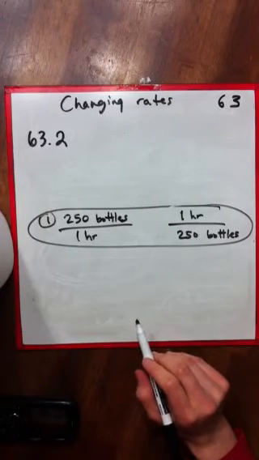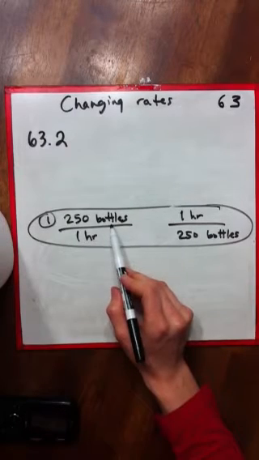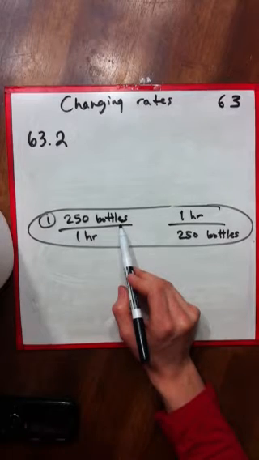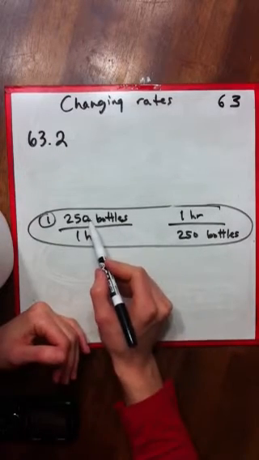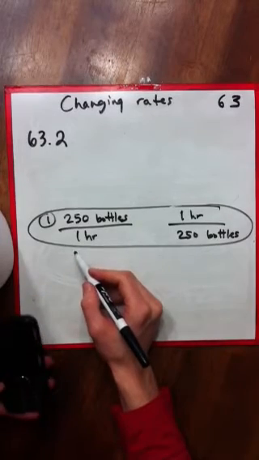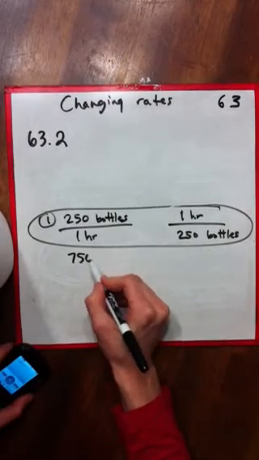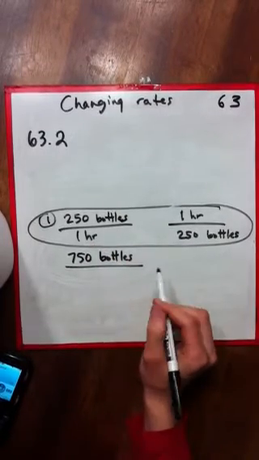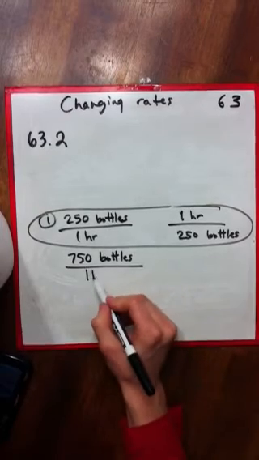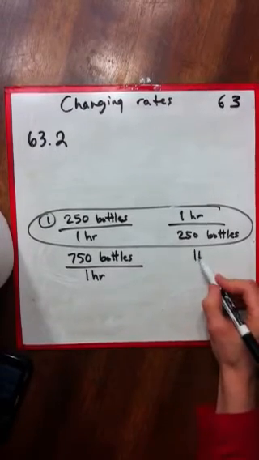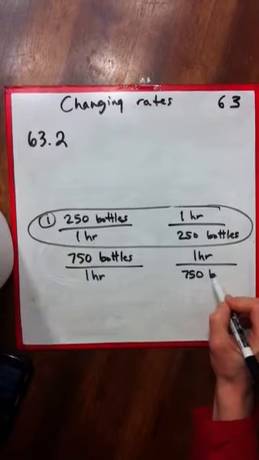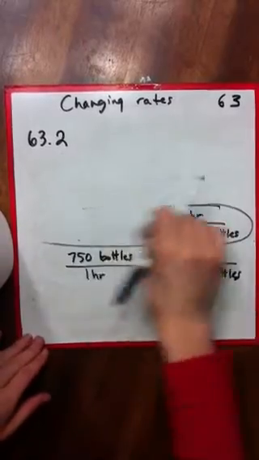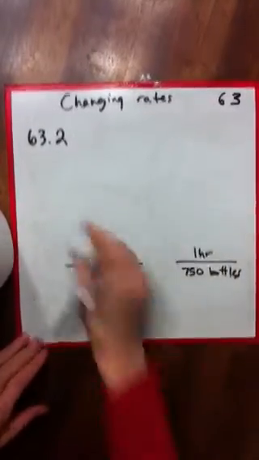Then it says, if this rate was tripled, how many bottles could be capped in 10 hours at the new rate? So we're going to triple the rate. If this 250 bottles was tripled, what would it become? It would become 750 bottles, because 250 times 3 is 750. So now it is able to do 750 bottles in 1 hour, and in 1 hour, 750 bottles. Does everybody see that? That is the new rate once it was tripled.